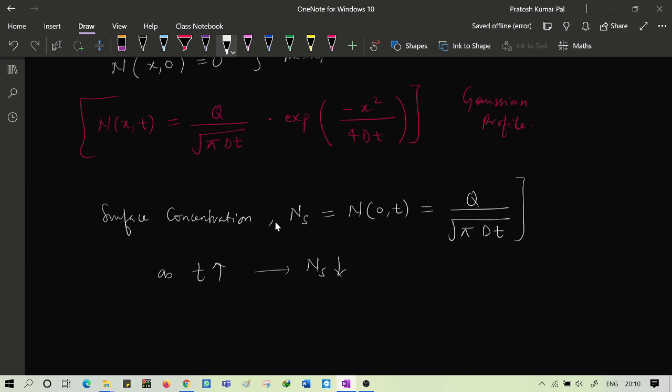So it is not a constant like in the previous type. In the previous type, it was infinite source diffusion, where the source had infinite concentration of dopant, so after some time, even if the diffusion has taken place, the concentration at the surface is always N naught only. But in this case the concentration is not a constant value, it depends on time itself. So time is going to affect the concentration.